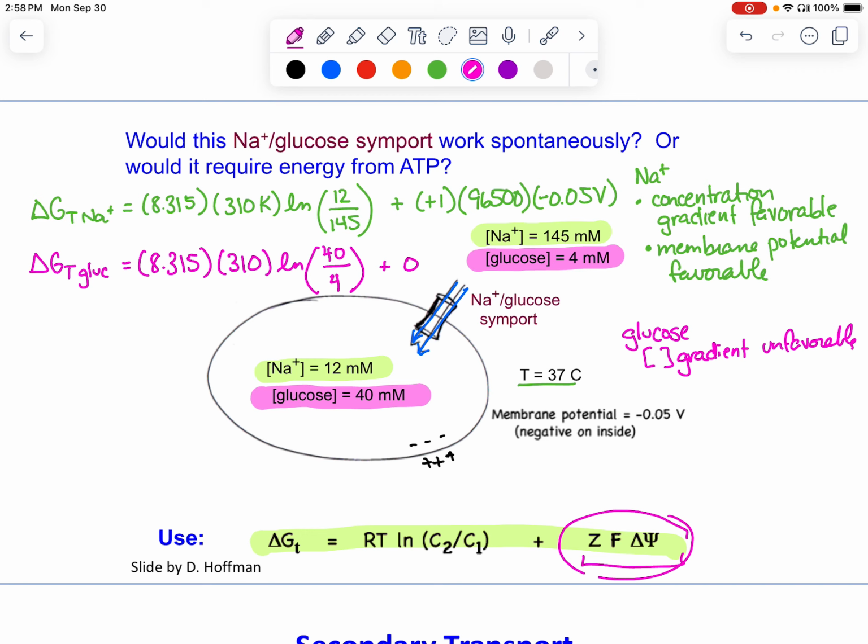If you come through here and you tally up these two, the total from the sodium plus the total from the glucose, we find it is negative 5.4 kilojoules per mole. So this would indeed be spontaneous. This symport essentially has the sodium ion carrying the other species across that gradient.